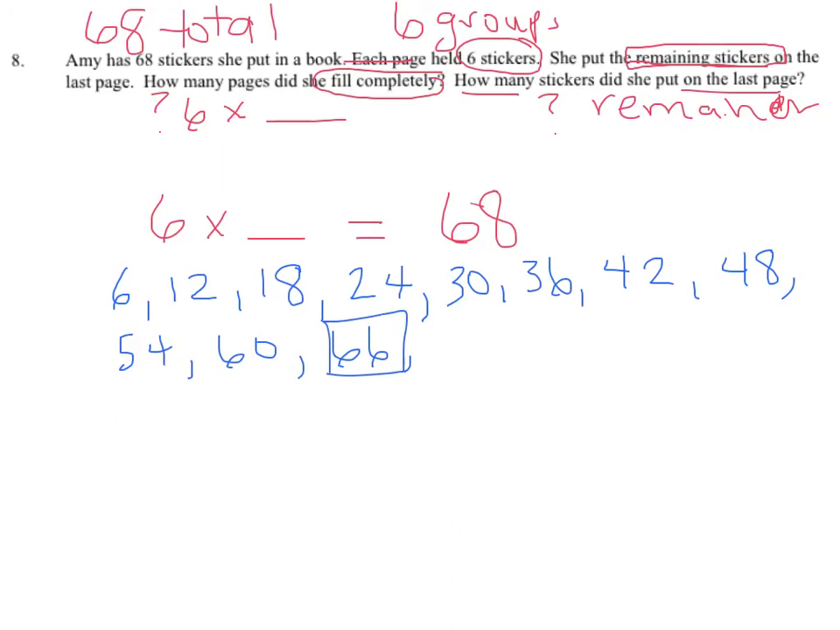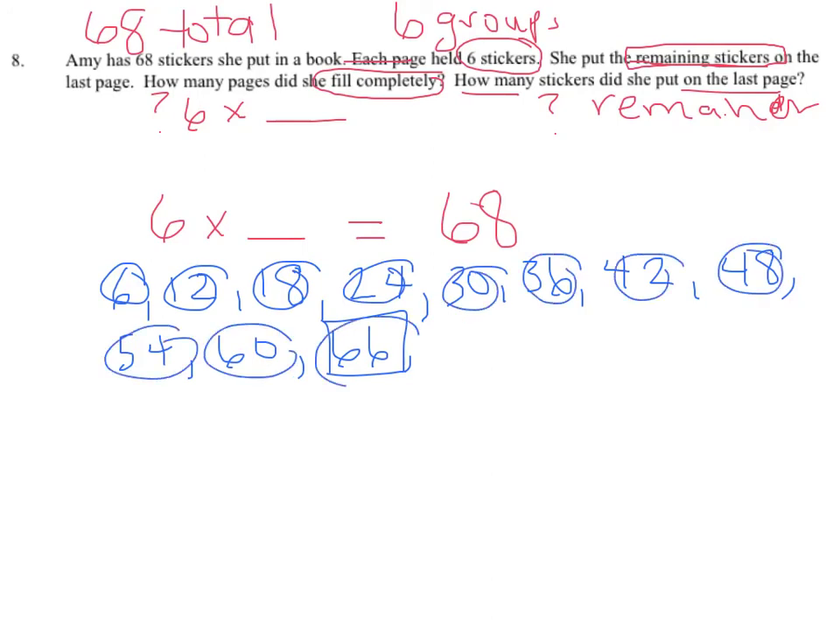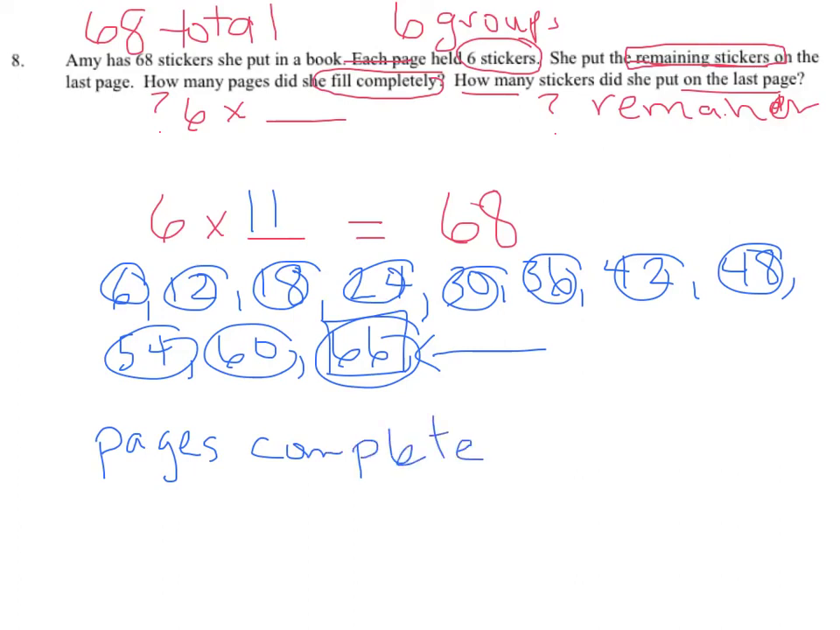Now, how many times did I do that? I did it once, twice, 3, 4, 5, 6, 7, 8, 9, 10, 11 times. So I know that if she put 6 stickers on a page, she would have to have 11 pages. So she filled 11 pages completely, but she only used 66 stickers. So I know that to answer the pages filled completely, it would equal 11.